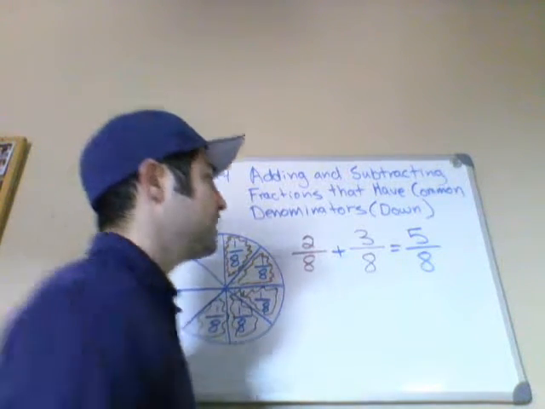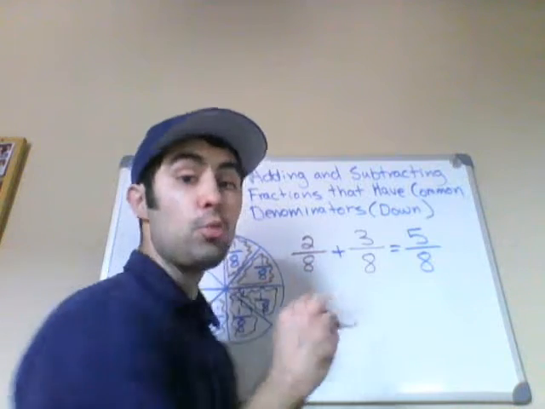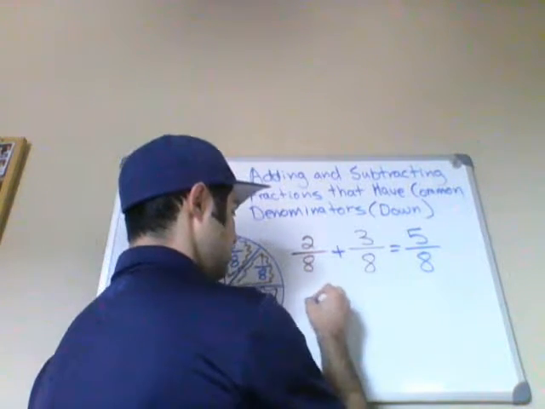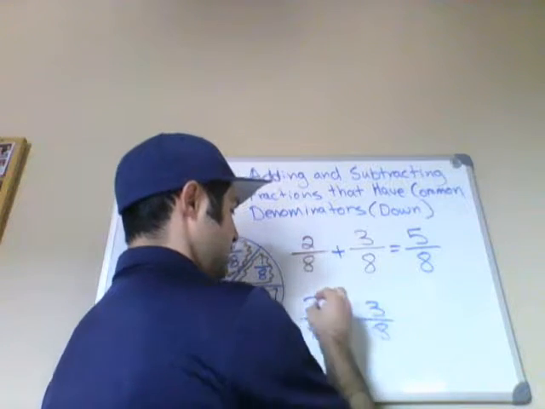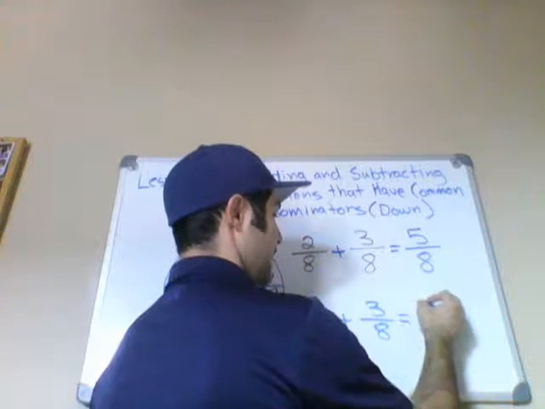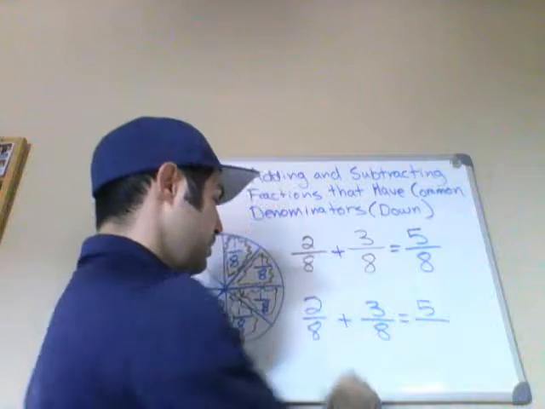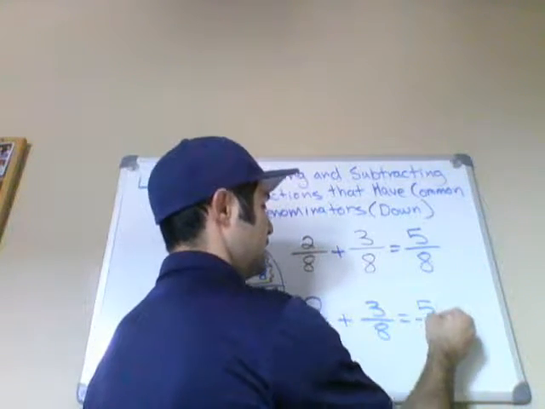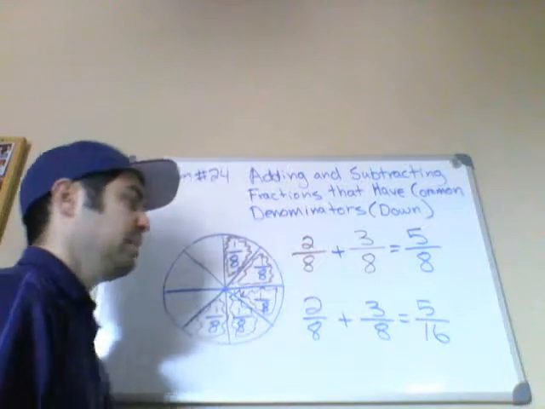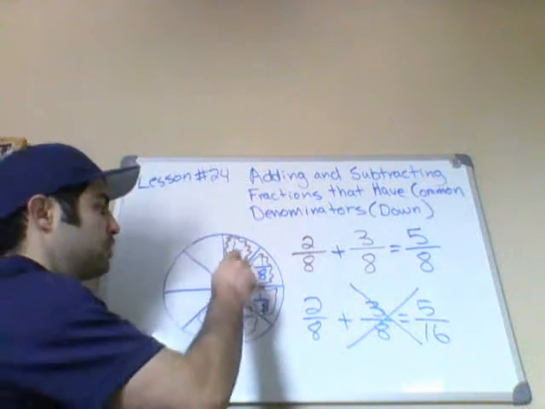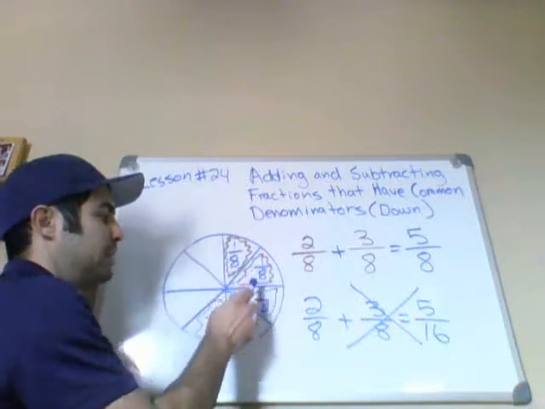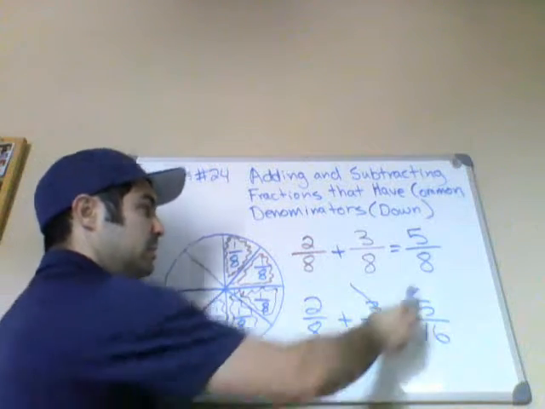A lot of people will make this mistake. They'll say, this is the wrong way to do it. They'll say 2 8s plus 3 8s. 2 plus 3 is 5. That is correct so far. Then they'll say 8 plus 8 is 16. This is incorrect. Look back to the picture. How many 8s do we have? We have 1 8, 2 8, 3 8, 4 8, 5 8s.